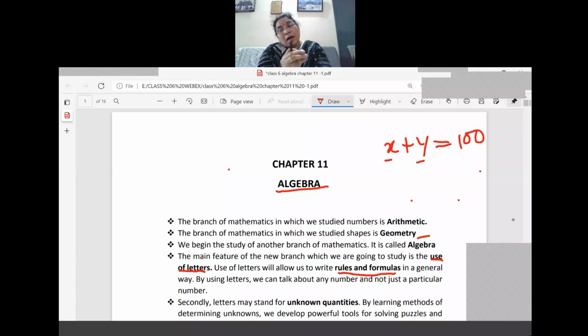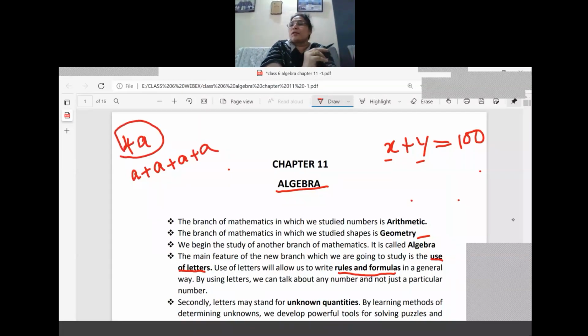So already you have used algebra knowingly or unknowingly. For example, the perimeter of a square. If a square is taken and a is the side of the square, what is the perimeter? We will write 4a. That is 4 into a. What is the meaning of this one? All the four sides we added, isn't it? Sum of the sides is the perimeter of the square. So we got a formula: 4 into the length of the side of the square, that is 4a.